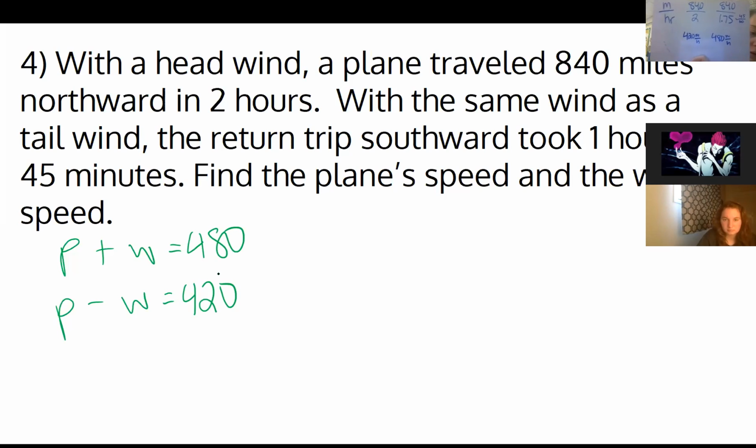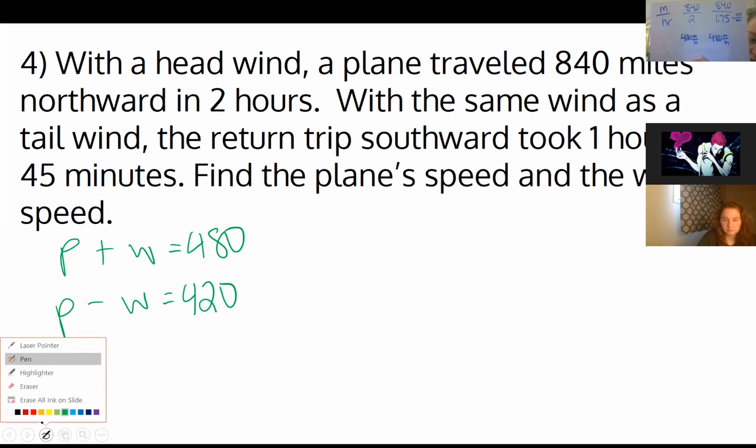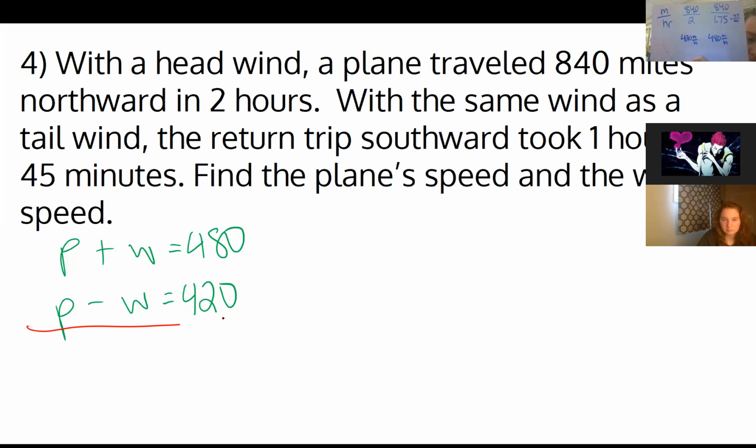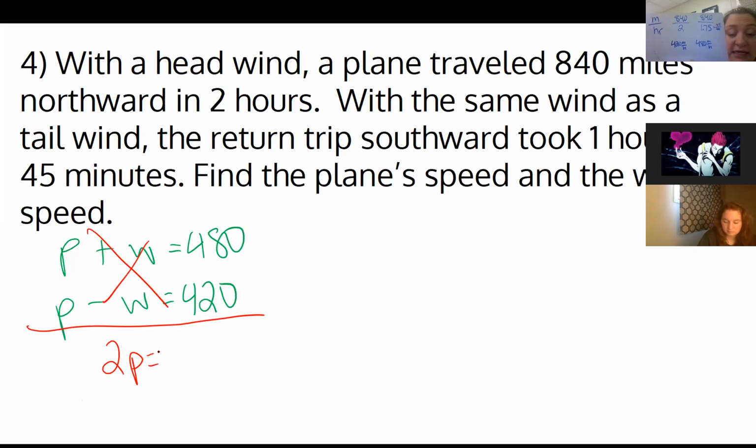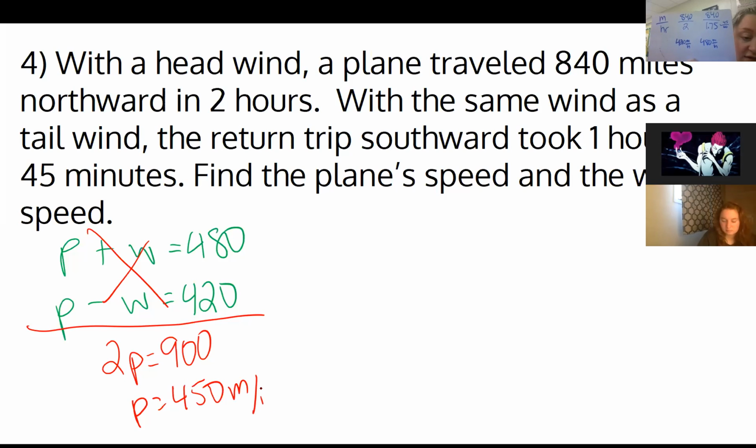All right. And once again, I'm going to do elimination. My W's cancel out. P and P squished with P. We're going to add those together. We get 2P. 480 plus 420 is 900. Divide both sides by 2. We get the plane speed of 450 miles an hour. Jeez, that's a fast plane.